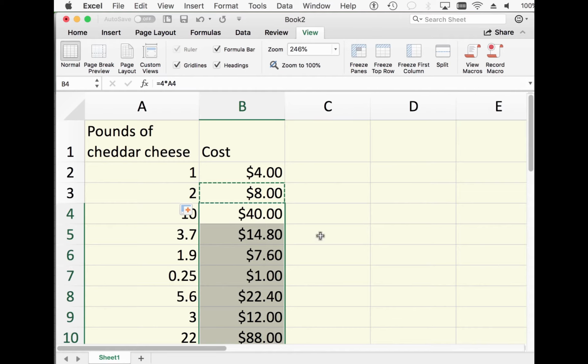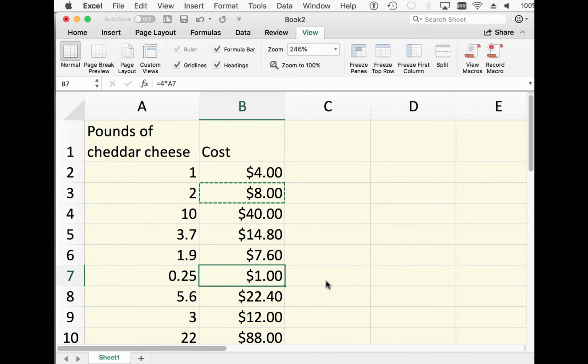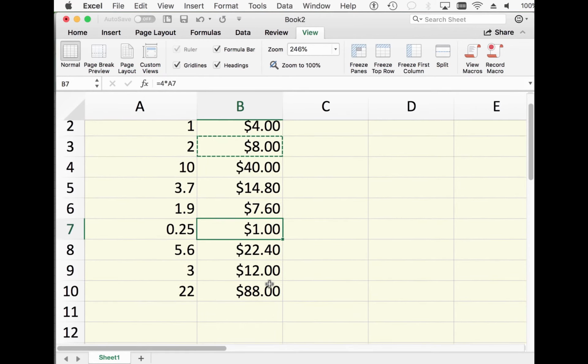And if you wanted to look, the formulas are there in blue. You can see how the cells have changed. 1.9 shows up as 4 times A6, and its value, of course, when you remove it. And a quarter pound times 4 is exactly $1, so that's easy. So many others could be done, and this is a huge time saver, especially if you have more than just a couple of bits of data.